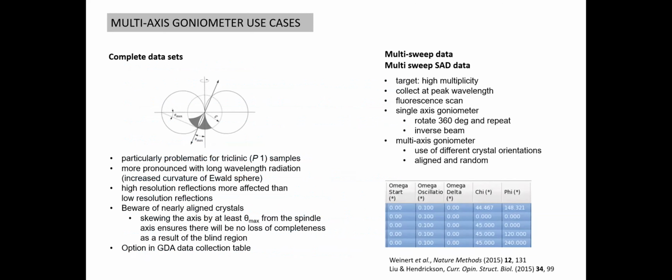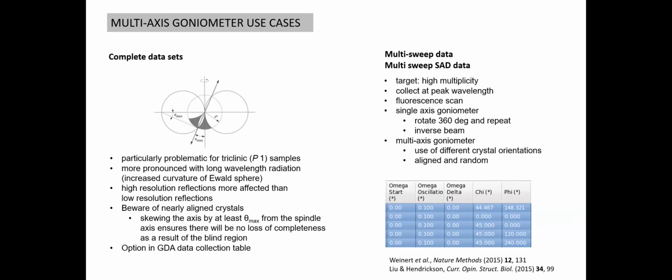collecting complete data sets, as I mentioned, which is especially tricky for low symmetry space groups like triclinic P1 or monoclinic space groups. And the other one is what has already been mentioned, collecting multi-sweep SAD data. Basically, you use a number of different crystal orientations, maybe one which is aligned along the symmetry axis, and then some other orientations represented by these chi-phi number pairs. And this has been used successfully in the past, for instance, for sulfur SAD phasing, and I refer to these papers here.